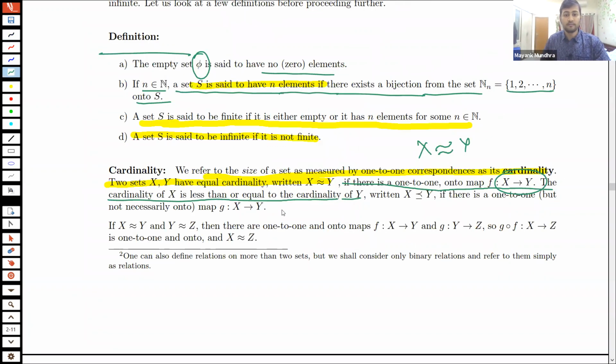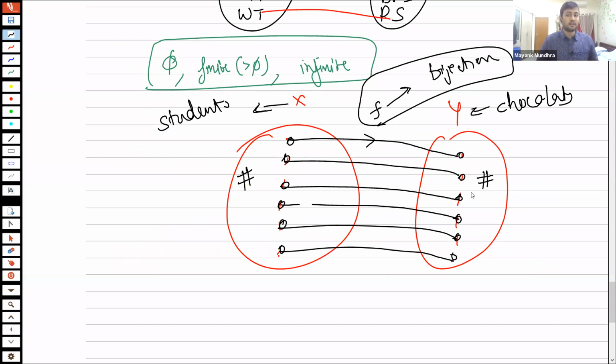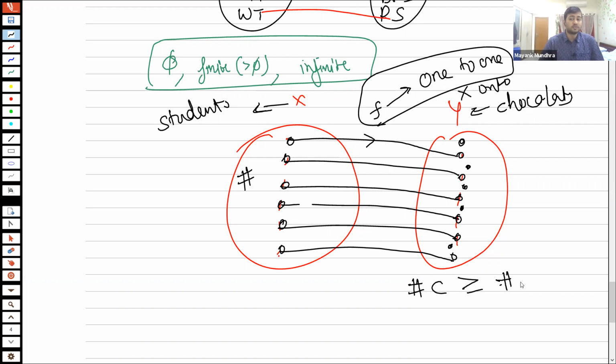But if f were one-to-one but not necessarily onto, then what happens is there are a few chocolates which remain after this. You distribute every student one chocolate, so it was one-to-one, but the chocolates don't end. So some chocolates are remaining. In this case, what you know for a fact is that the number of chocolates must be greater than or equal to the number of students. I don't know if chocolates remain or not.